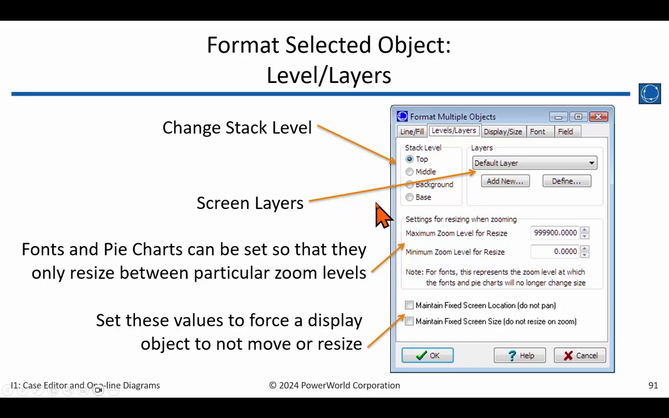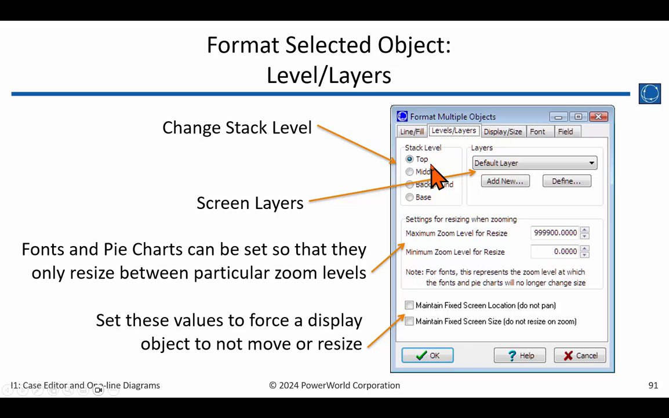As we'll see in a little bit too, you can take objects and change how they appear relative to being on top or underneath other objects. There's a feature that's similar to what you use in PowerPoint or other graphics programs, where you can send an object to the front or to the back. But then there's also another hierarchy, which we call stack level. And there's 4 of those: top, middle, background, and base. And certain things will by default appear at different levels. For example, a pie chart will always appear on top of a transmission line.